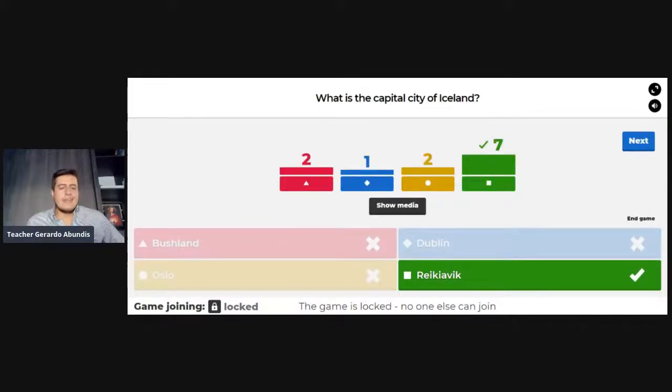All right, Reykjavik is the capital city of Iceland. Very good. Guys, Bushland, it doesn't exist. I already created that city, that capital, yeah? So Bushland doesn't exist. Dublin is the capital city of Ireland. And then Oslo is a city in Norway, okay? And Reykjavik is the right answer, okay? Reykjavik is the capital city of Iceland. Let me check who got it correct.